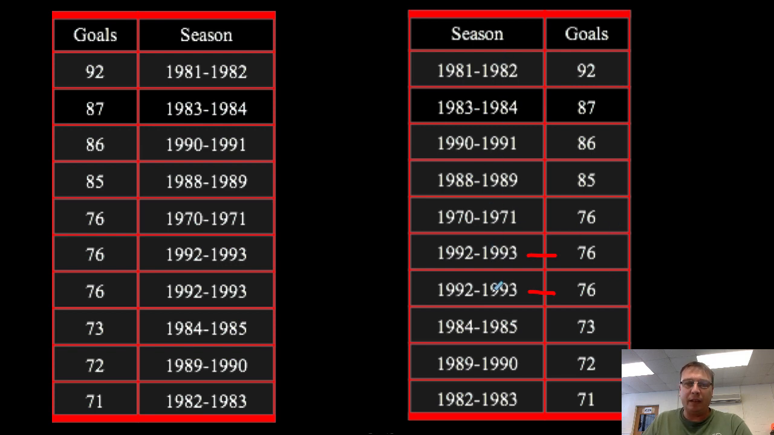So for every element of the domain, including 92, 93, there's only one number that pairs up with it over here. 84, 85 was 73, 89, 90, that only occurs once. All right, so this one that's double goes to the exact same number, so therefore this one actually is a function. Okay, let's move to another example.